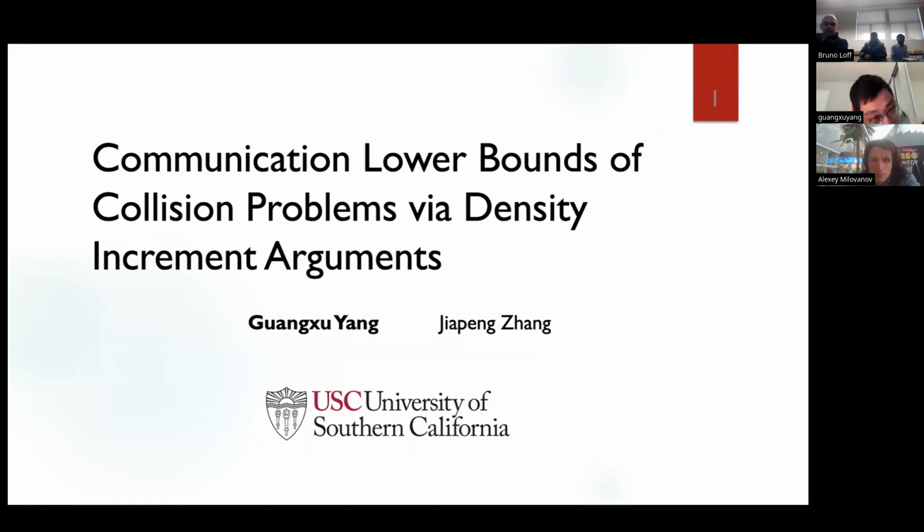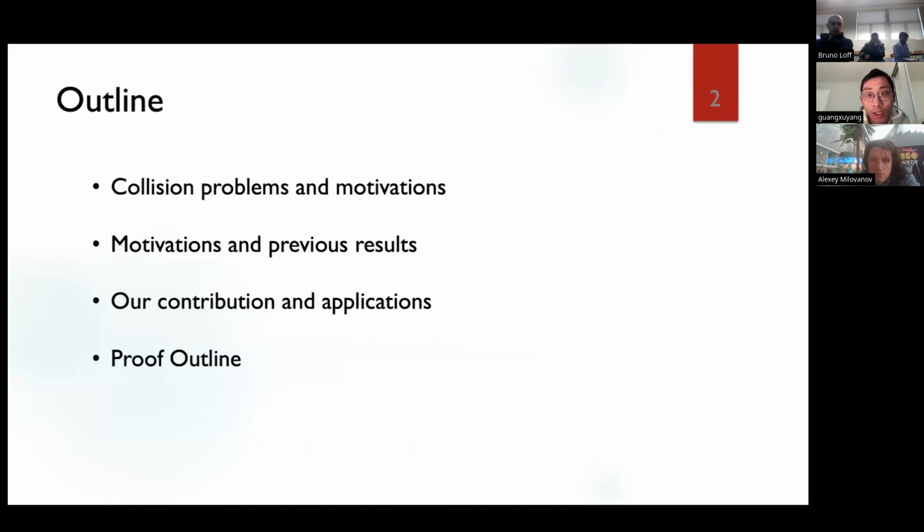Hello, everyone. Today, I'm going to talk about the communication lower bounds of the collision problem via identity increment algorithms. This is a joint work with Jiafeng Zhang. I'm Guangxu Yang, from the University of Southern California. Today, first I will introduce the collision problem and the motivations. Second, I will introduce some previous results, and I will give our contribution and applications. And last, I will give our proof.